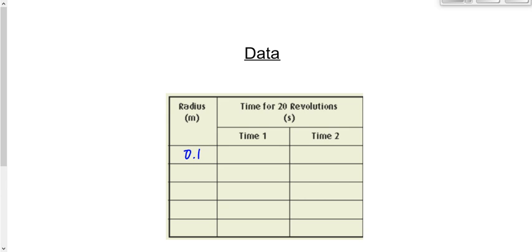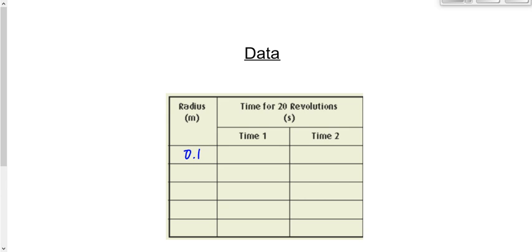It really does. You're going to time, or your partner is going to time, how long it takes for 20 revolutions. And then you're going to time how long it takes for 20 revolutions at that radius again. Then you're going to increase the radius to a new value. And you're going to see how long it takes for 20 revolutions for that radius. And then you're going to do it again for that radius.